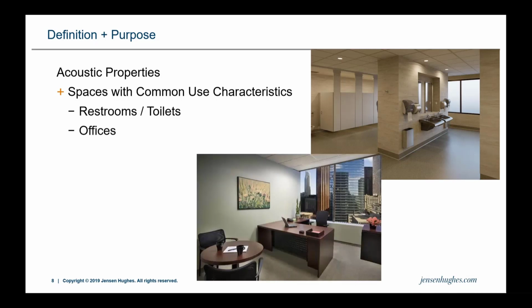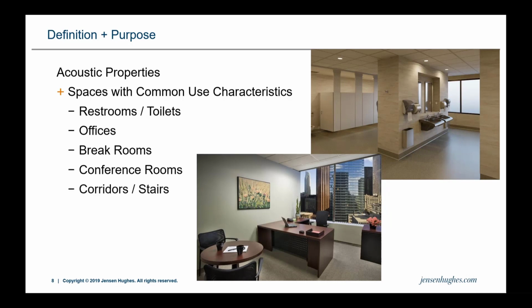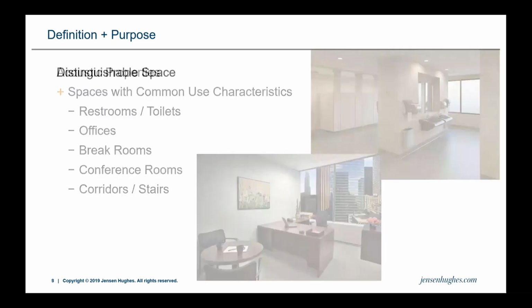You usually have tile floors or carpeted floors, acoustic ceiling tiles, drywall on the walls. So really an office is kind of what we're saying. And other rooms, break rooms, conference rooms, are very similar. Corridors and stairwells are also going to have very common use and really can be handled the same. And that helps us speed our process when identifying these different types of acoustically distinguishable spaces.